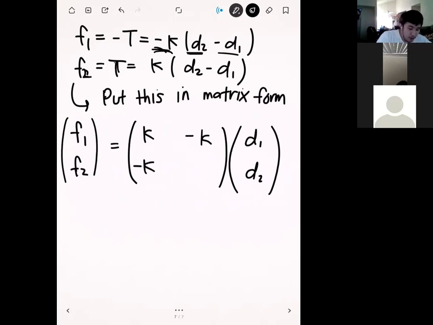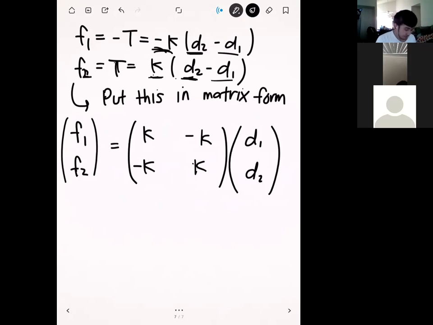Next, we have the coefficient for D1 on equation 2. So the coefficient for D1 is a positive K multiplied by a minus D1. So that's going to be a minus K. Right? And then the coefficient for D2 is going to be a positive K multiplied by a positive D2. So that's a positive K. Okay?